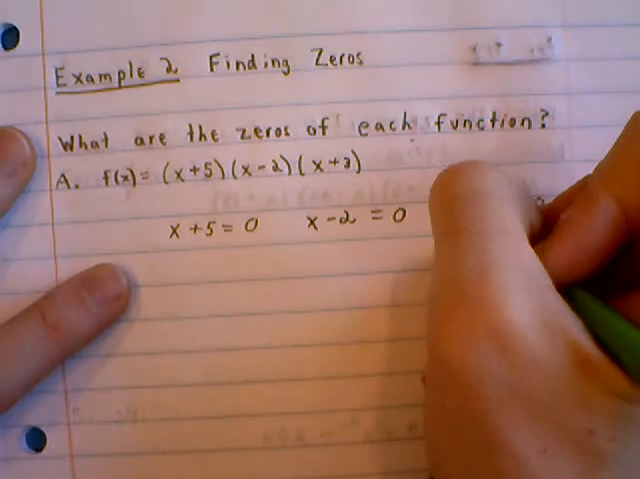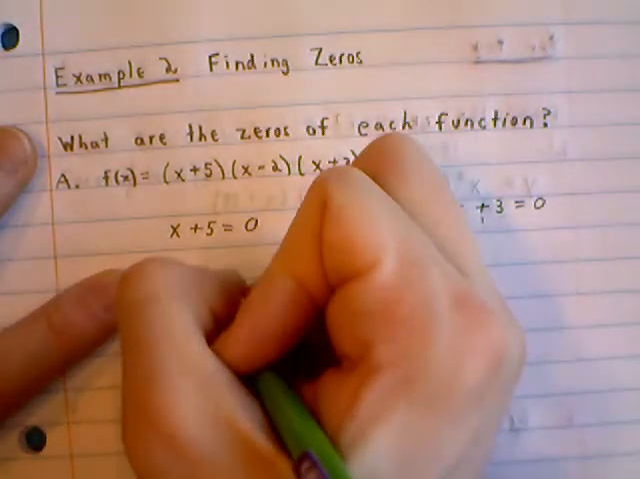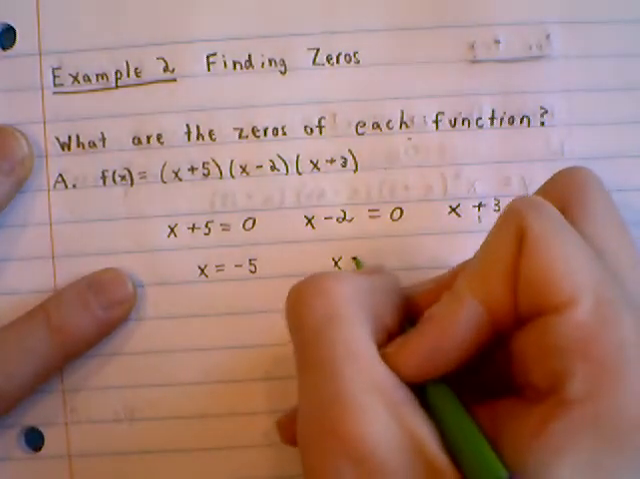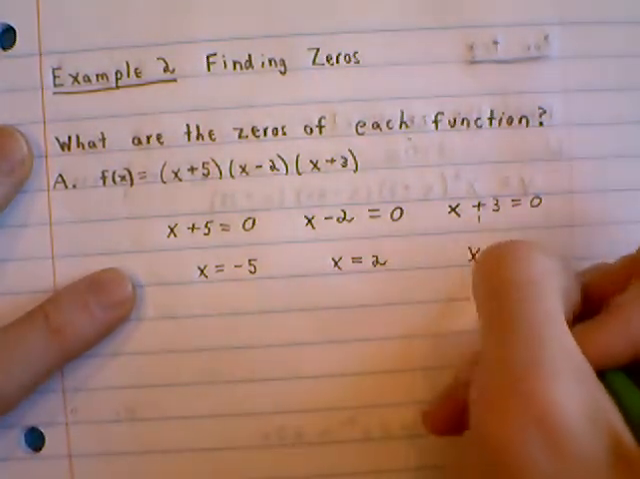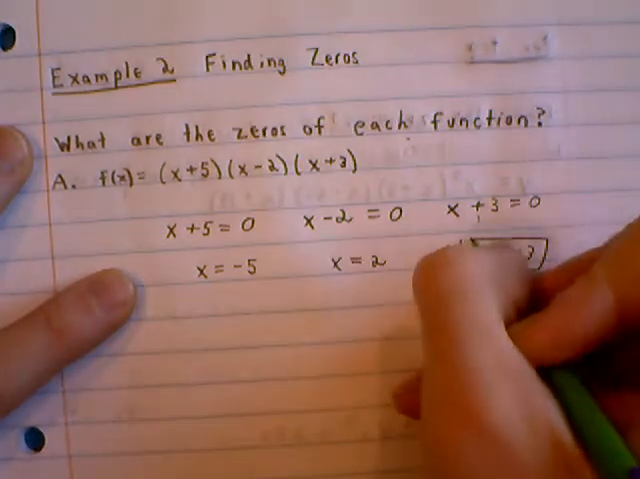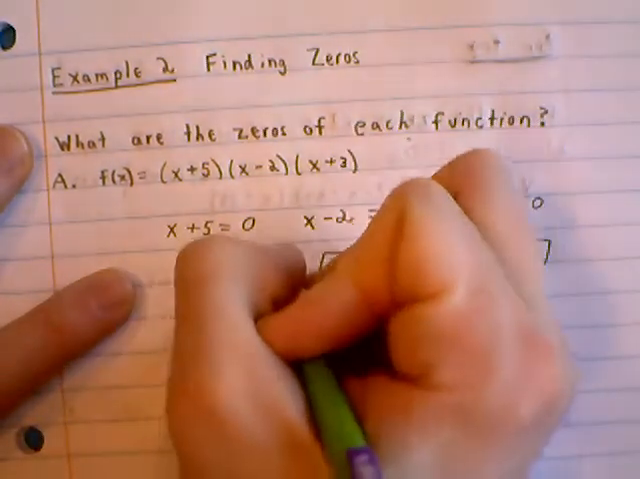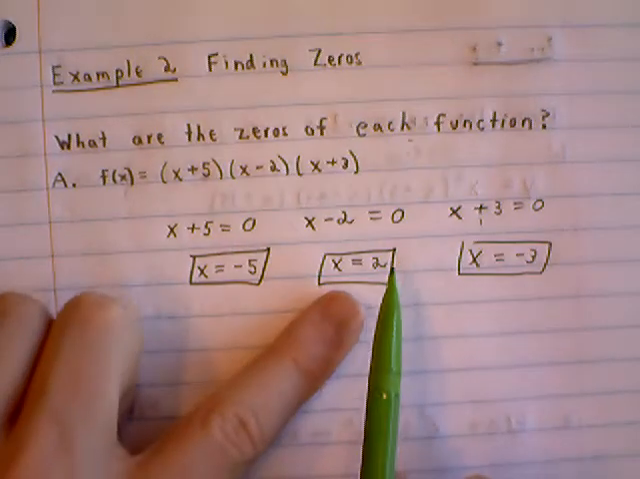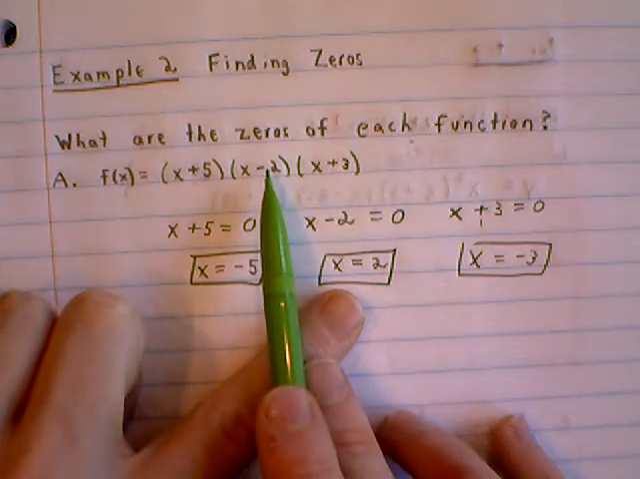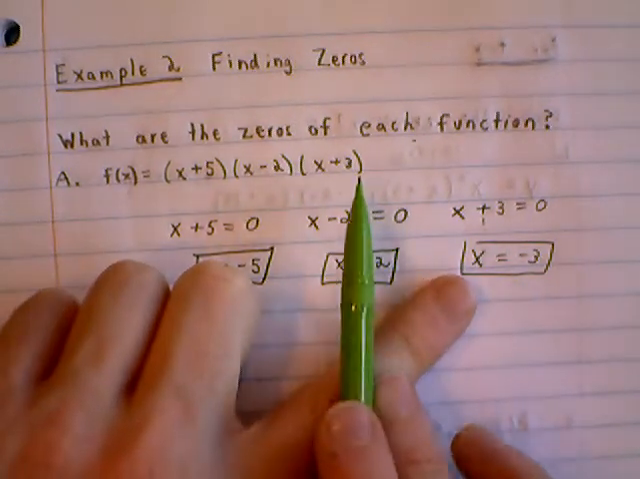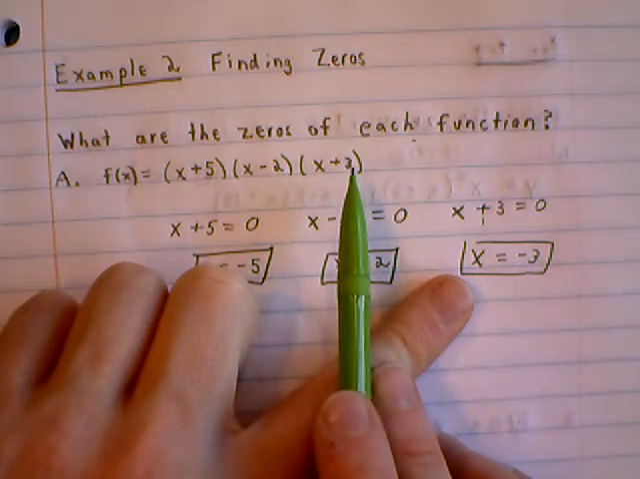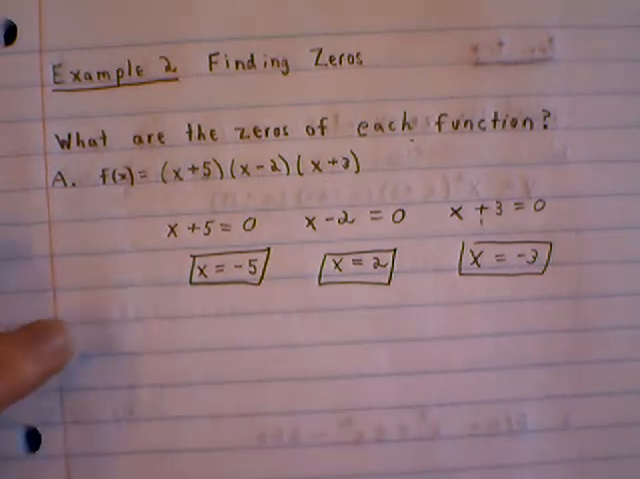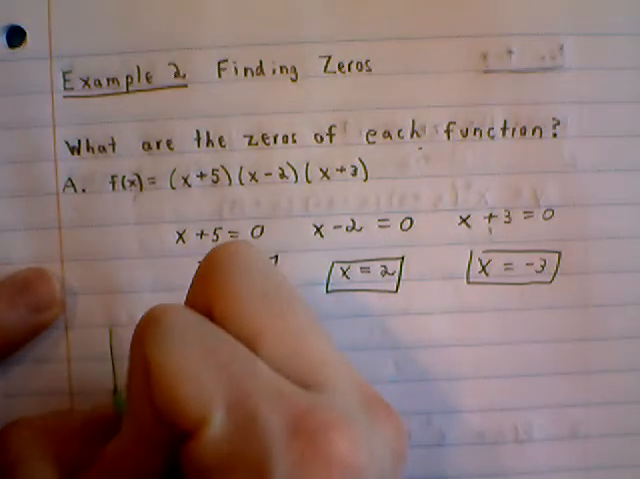Solve each equation. Here, subtract 5. Here, add 2. Here, subtract 3. Now, what's kind of cool is, see this negative 5? It's the opposite of the number inside. This 2 is the opposite of this number inside, negative 2. This negative 3 is the opposite of that number inside. So we had 3 zeros for this problem. These are our zeros.